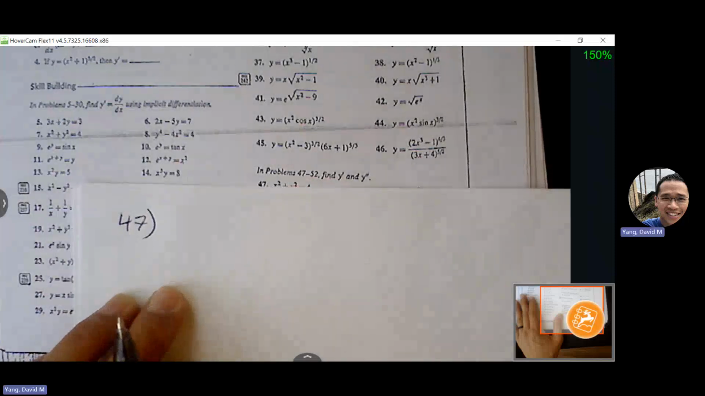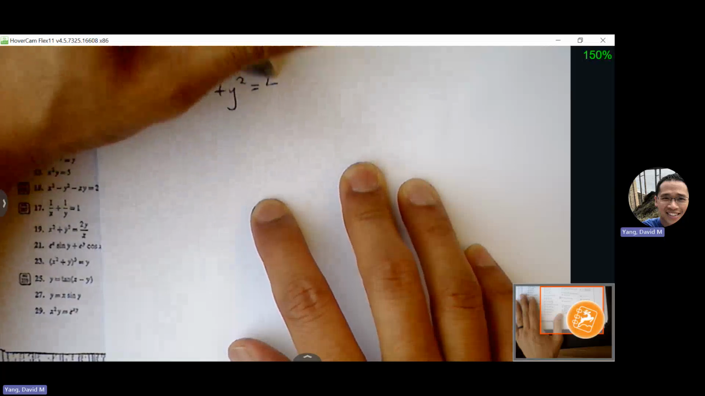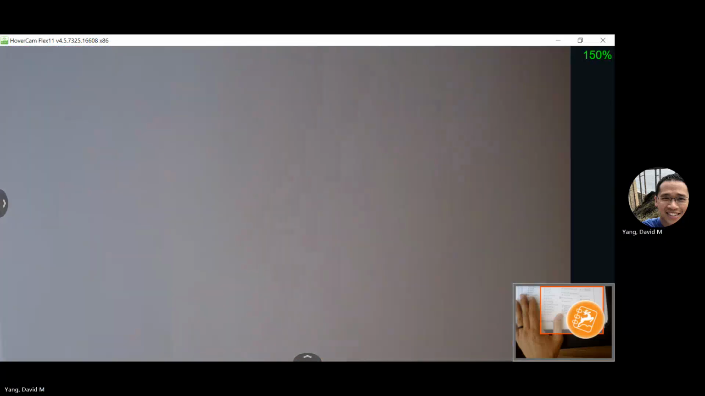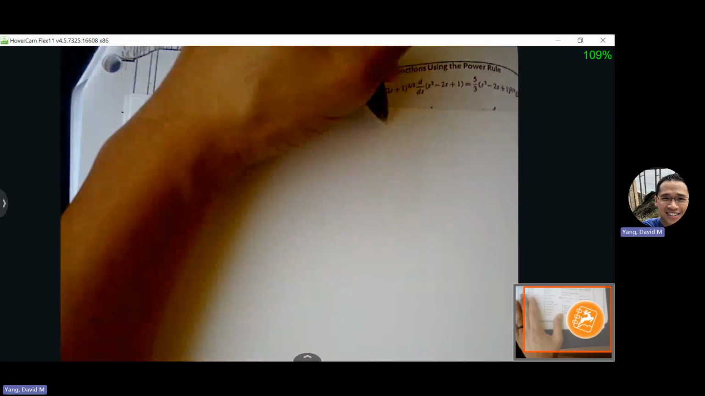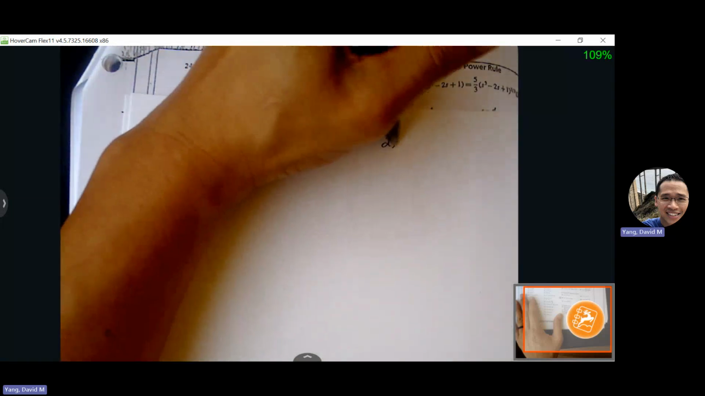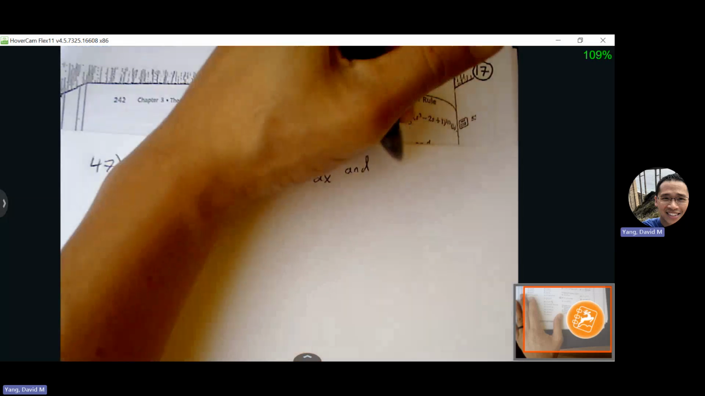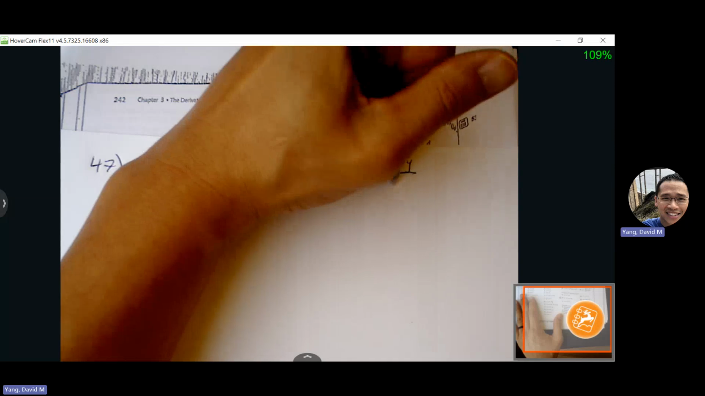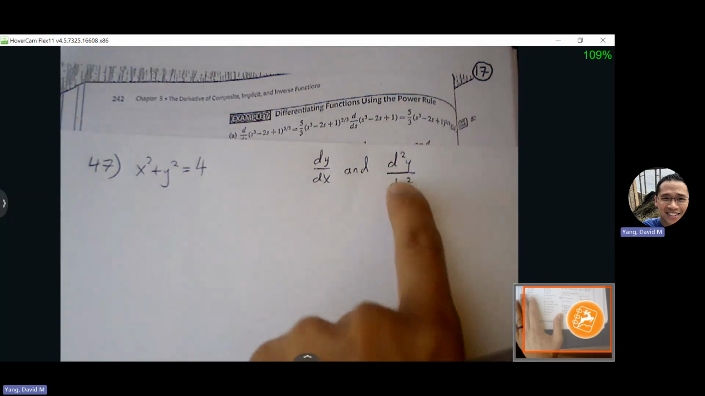Our goal is to find y prime and y double prime for x squared plus y squared equals 4. So if I want to find y prime, in other words dy dx, that's y prime, and then y double prime can also be represented using this notation d2y over dx2. This is just a notation to indicate that you're asked to find the second derivative. It doesn't mean that you're squaring. Some students interpret this as squaring the first derivative. That's not the case.